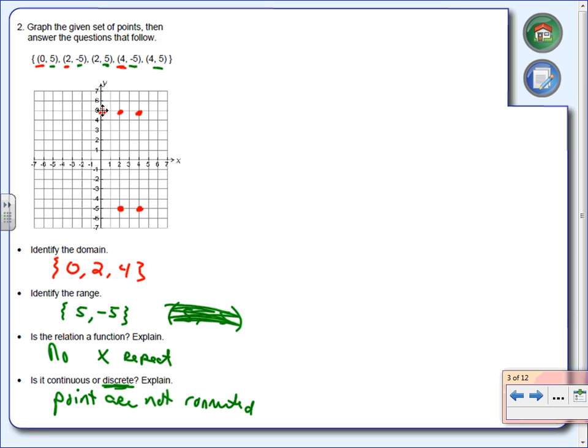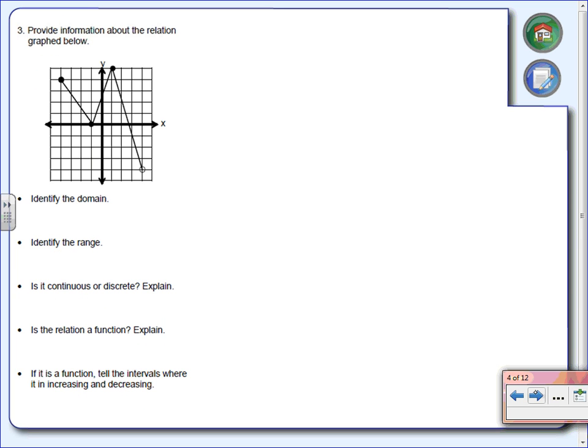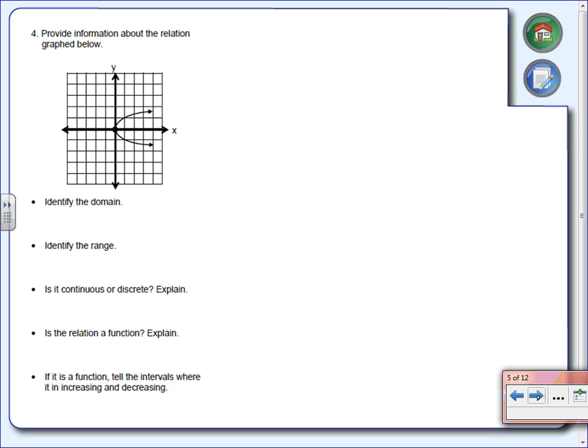All right, so that's number 2. When you go back and do number 1 for me, it's going to be pretty much the same thing. Number 1 and number 2 are pretty much the same. So let's go to the next one. Number 3, you're going to work on that one for me. We're going to take a look at number 4.